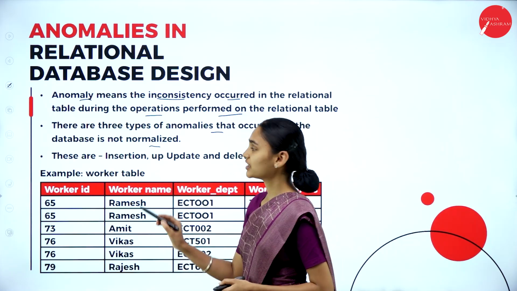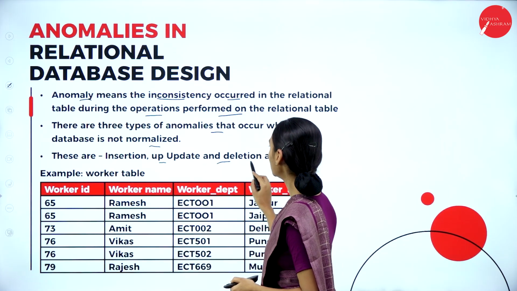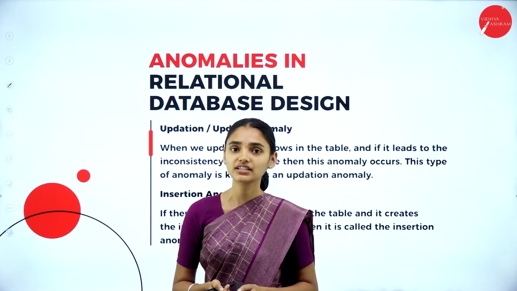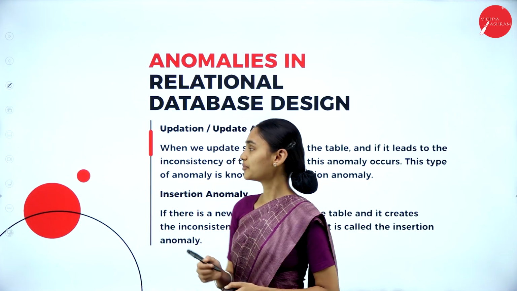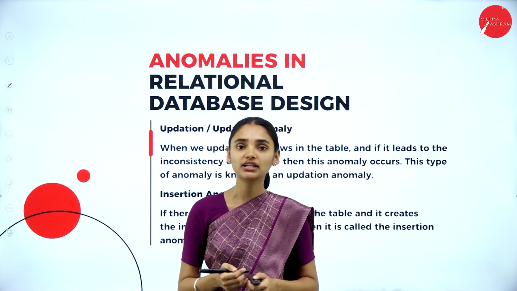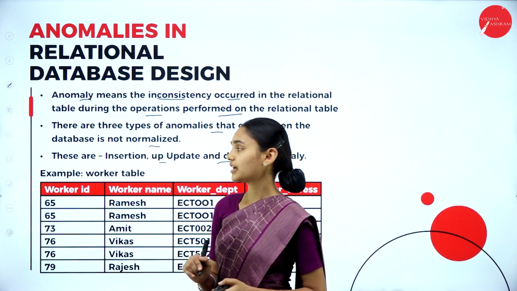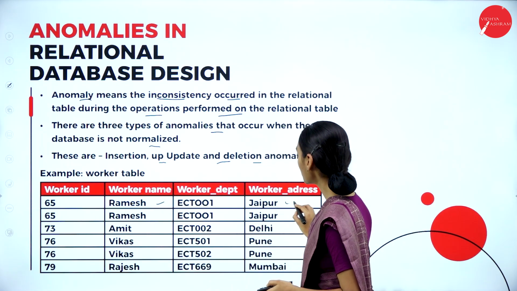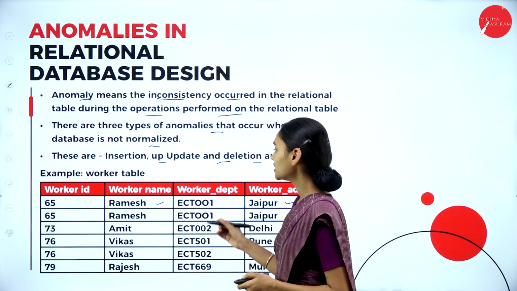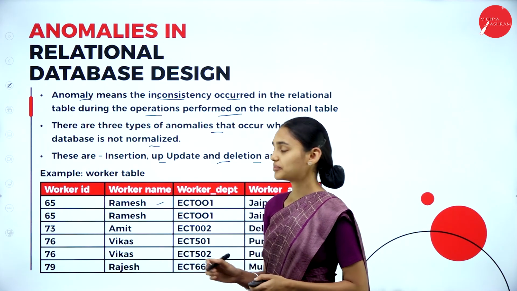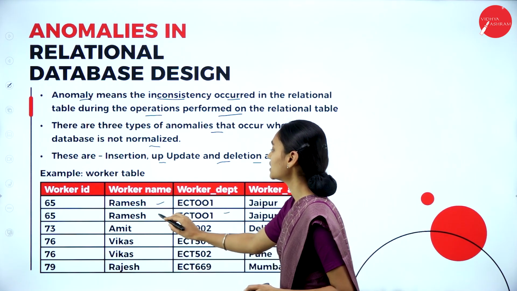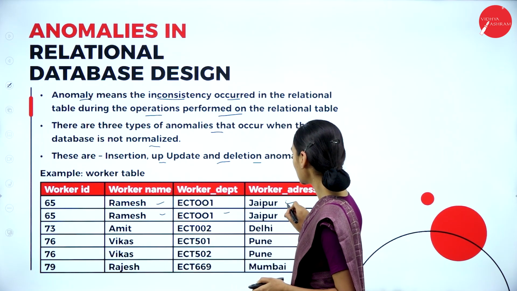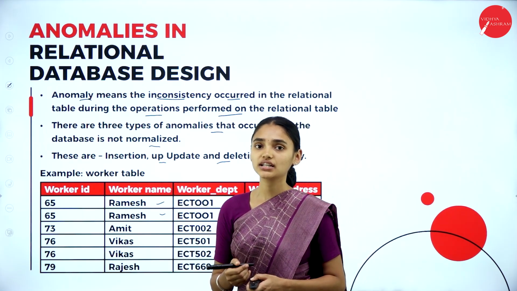There are three types: insert, update and delete anomaly. Let us see them one by one. The first one is update anomaly. In the update anomaly, when you want to update in the relational table, here we have a table called Ramesh. In that Ramesh table, you want to update Ramesh's address. Here there are two Ramesh entries and you need to update all the tables where Ramesh is present. Suppose if you update only this table, that leads to update anomaly.